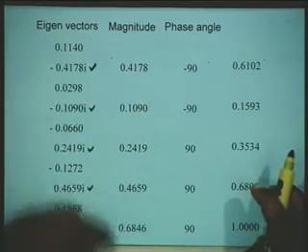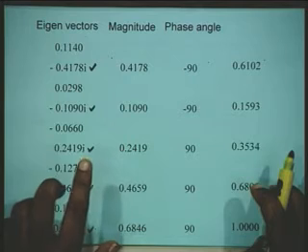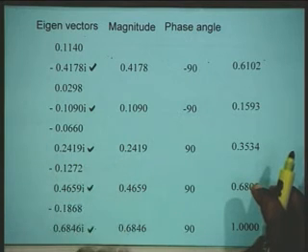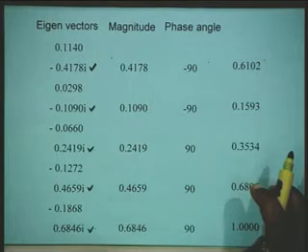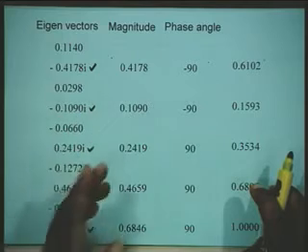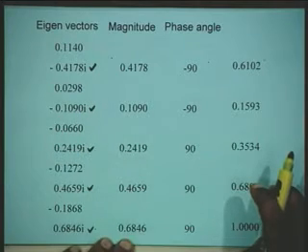Then this vector is normalized. When we normalize it, the element of the vector with the maximum magnitude, or highest value, we take as 1, and the rest are represented with respect to this as the base.